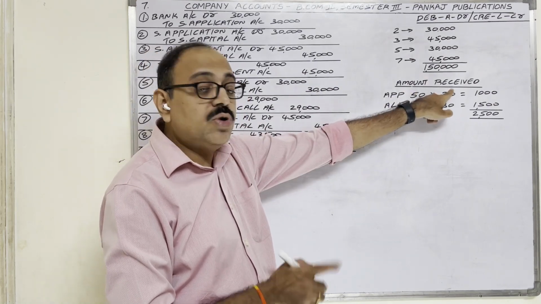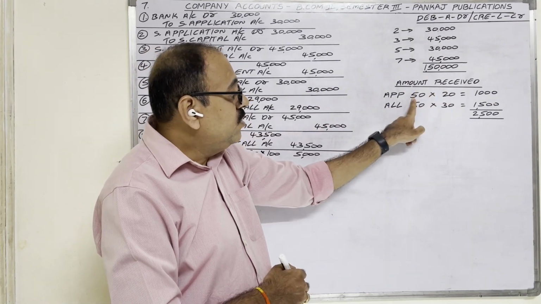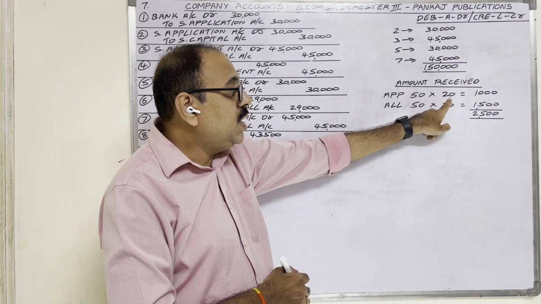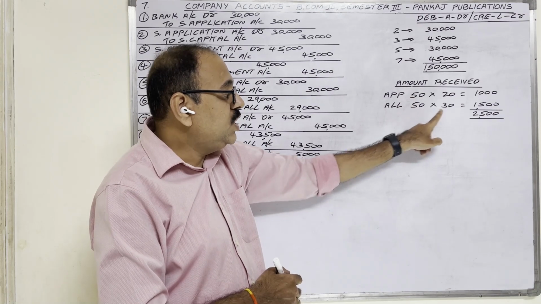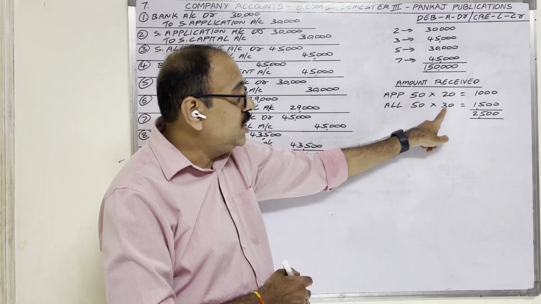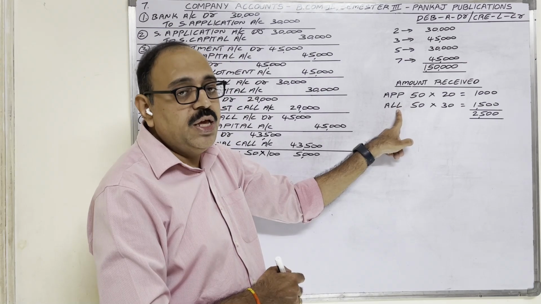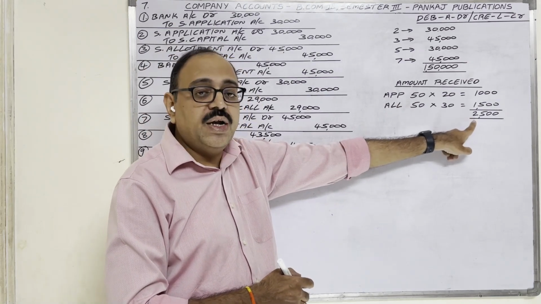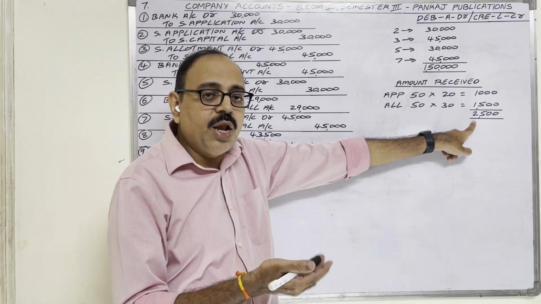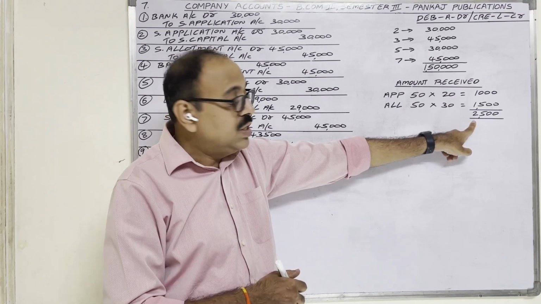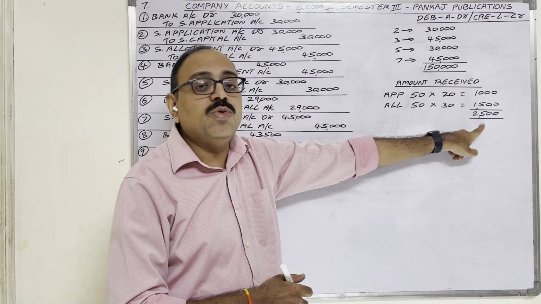So amount received on forfeited shares, how much? 50 shares at the rate of 20 rupees each, 1,000 application money came. 50 shares at the rate of 30 rupees each, 1,500 allotment money came. Total 2,500. After forfeiture, the company is not going to refund this money to those shareholders. So this is capital gain to the company.